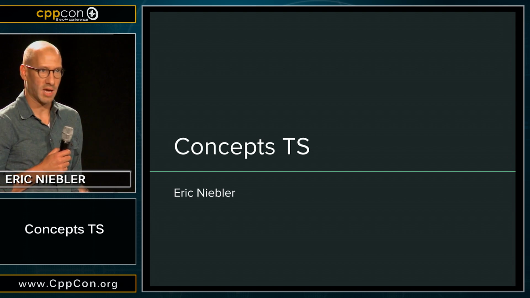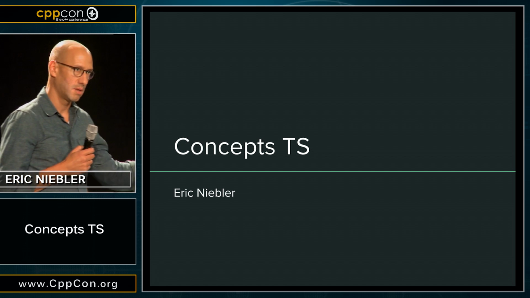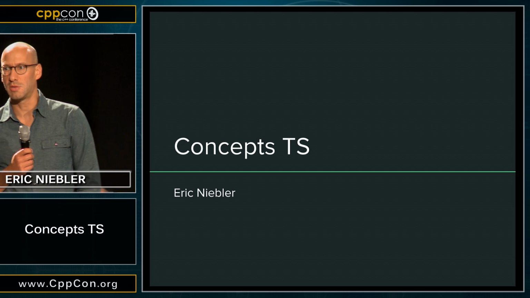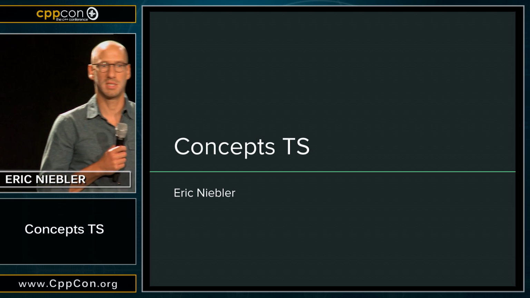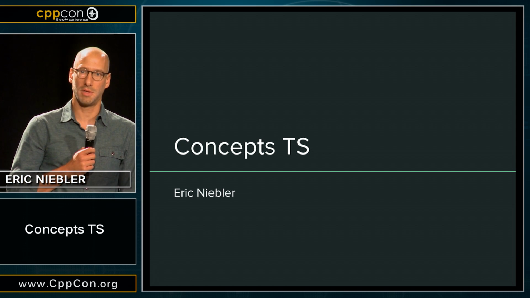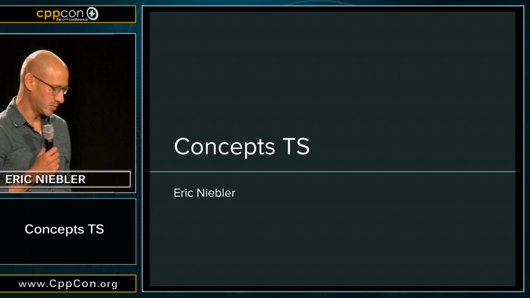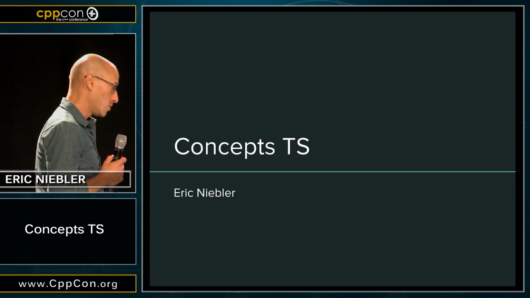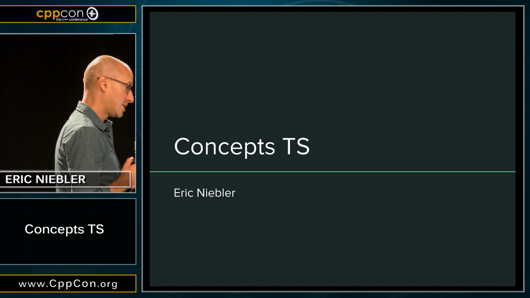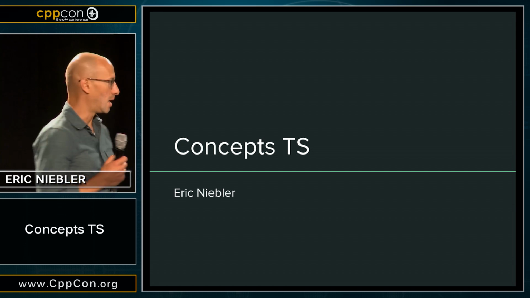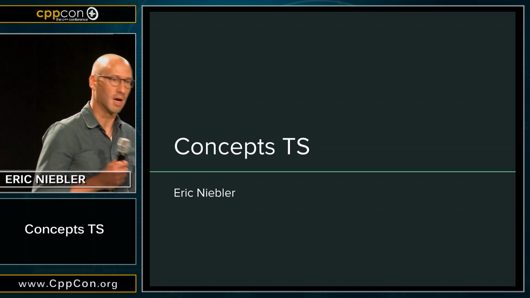Hopefully, once we have compilers that implement the concepts language feature, you'll get a very nice error message that says, hey, you passed me something that does not model the random access iterator concept. I don't know what to do with this. The state of the Concepts TS is that it is done, I think. Yes, it's done, great.